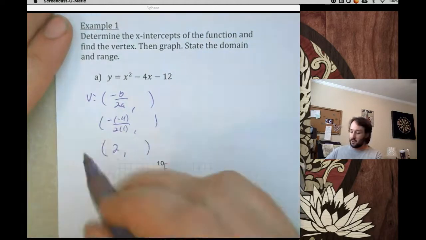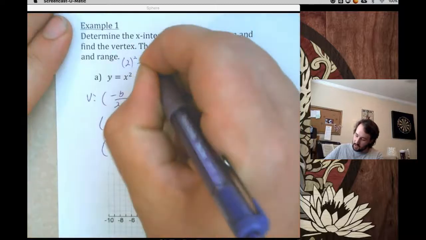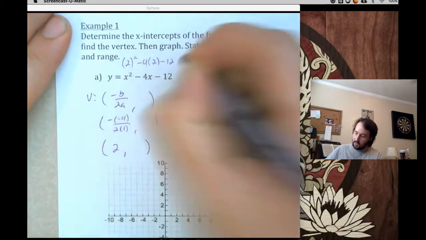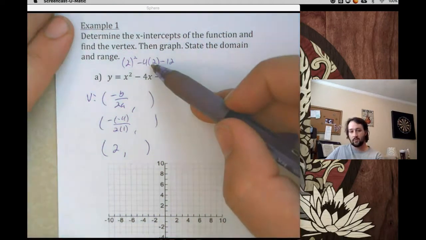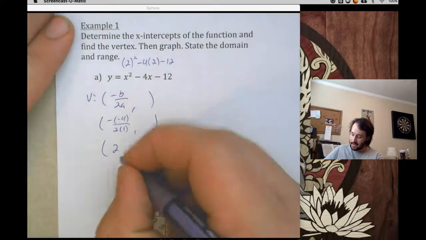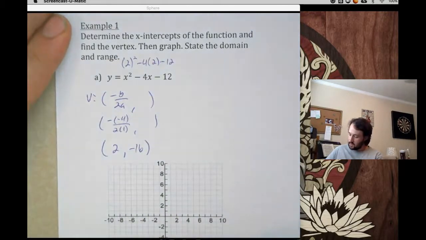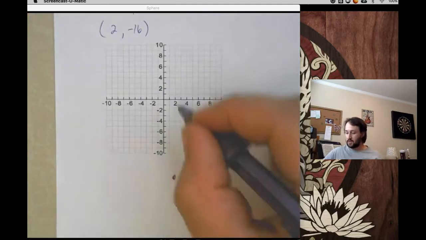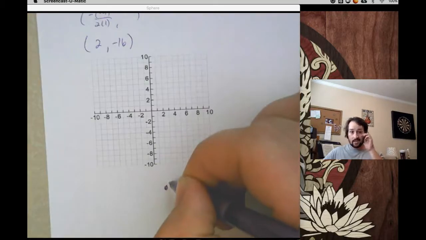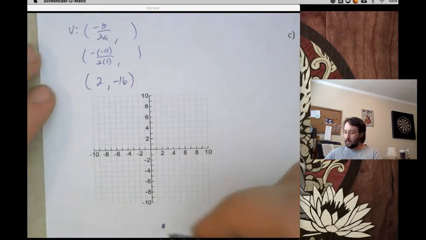Now once I know my x value, I'm going to go back in and plug it into my function to figure out what the y value is of my vertex. So I have 4 minus 8, which is negative 4, minus 12 is negative 16. So I have 2, negative 16, so I'm all the way down there somewhere. I went to 2, negative 16 to get to the vertex. And I know this thing's going to be opening up.